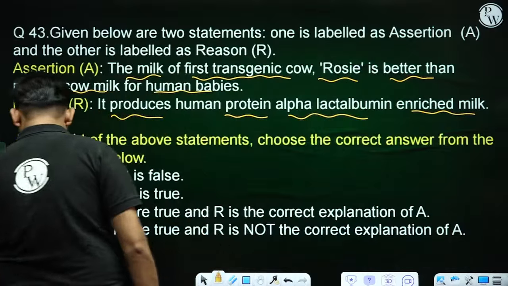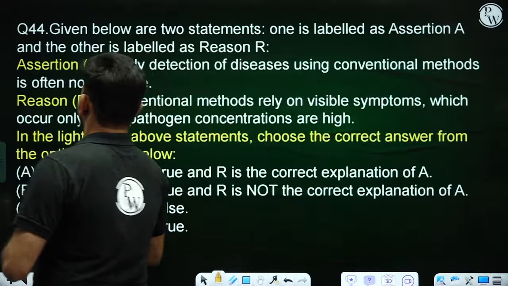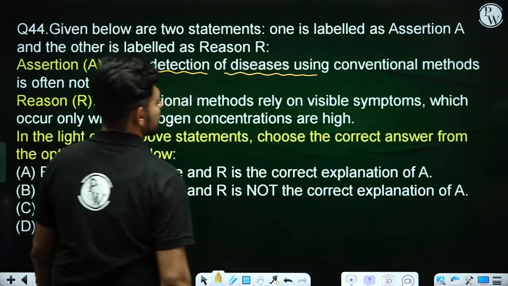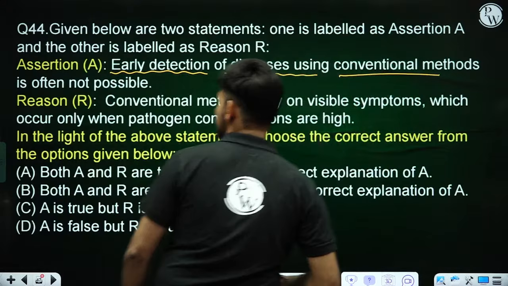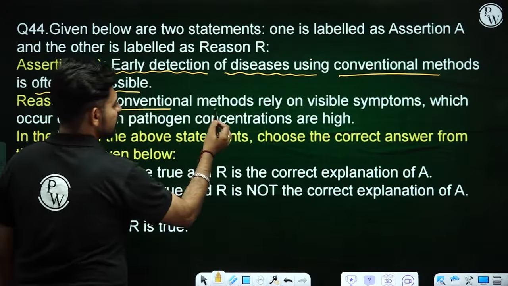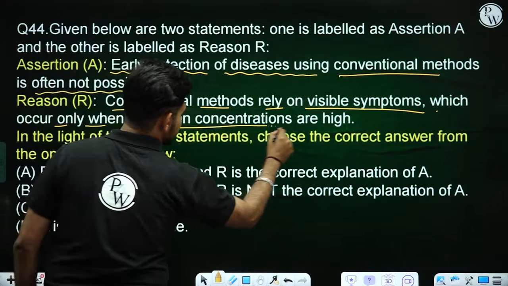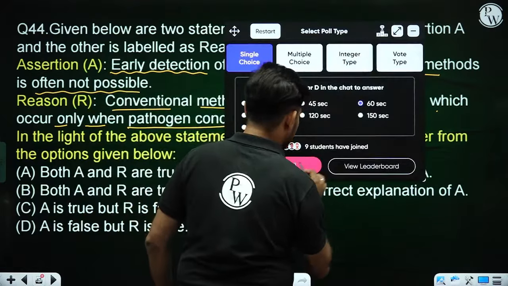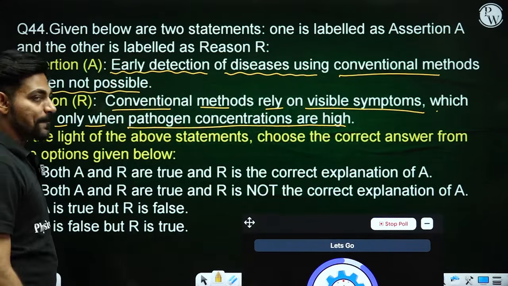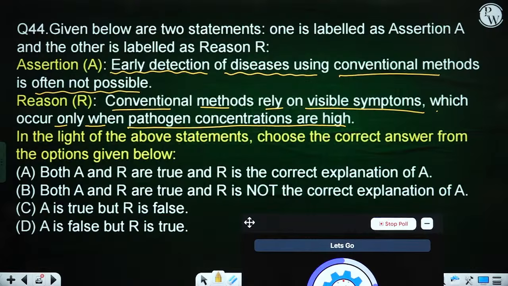Yes. Now moving forward to the next assertion and reason, and the assertion is telling us early detection of disease using conventional methods is often not possible. The reason: conventional methods rely on visible symptoms which occur only when pathogen concentration is high. Direct lines from NCERT. So try if you can solve this particular assertion and reason, though it's kind of easier.